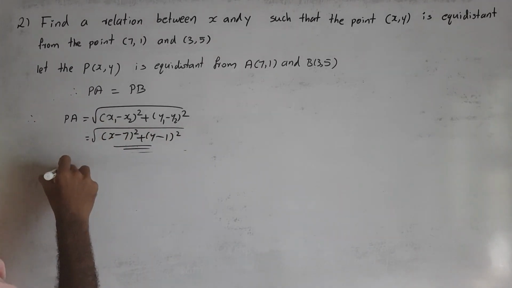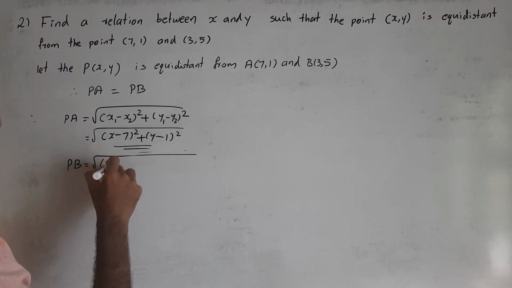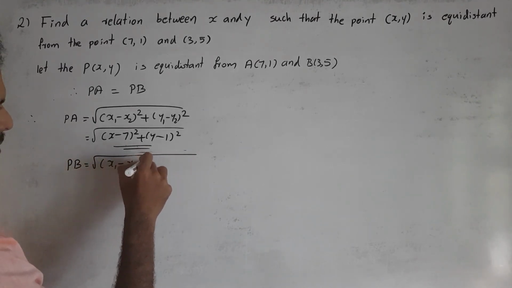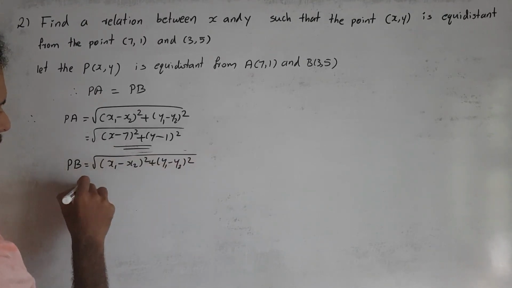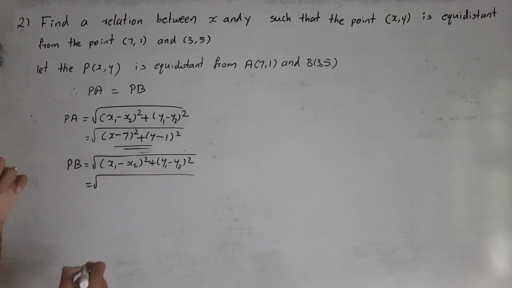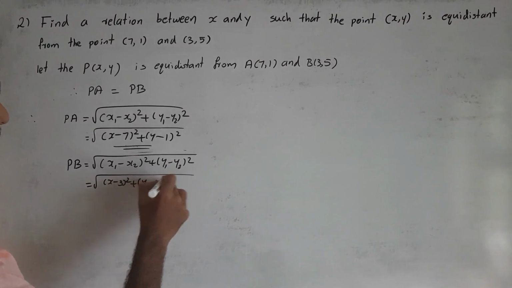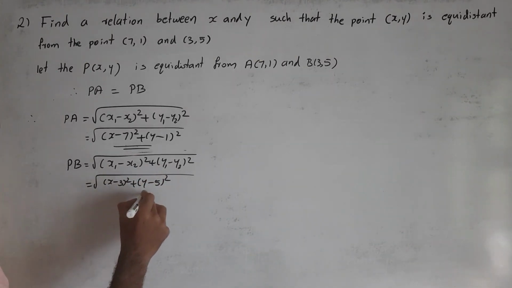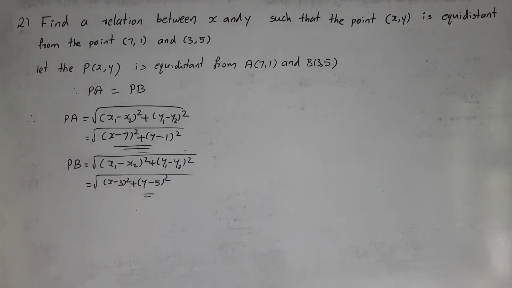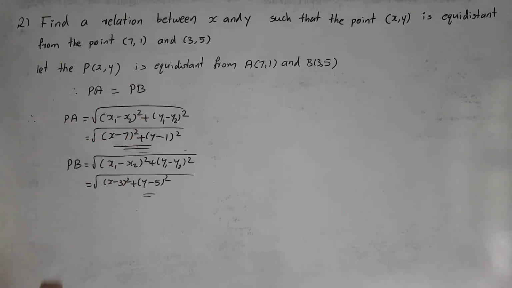Okay, finding PB, so we write the equation once again. Root of (x1 minus x2) whole square plus (y1 minus y2) whole square is equal to root of, how to write? (x minus 3) whole square plus (y minus 5) whole square. Okay, then here also it is not possible to subtract, so we keep it like this now.